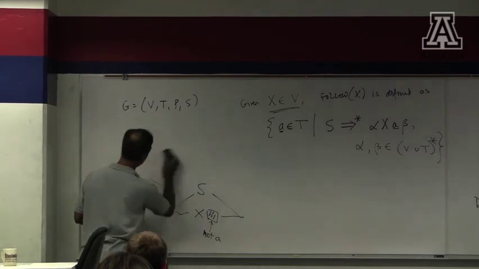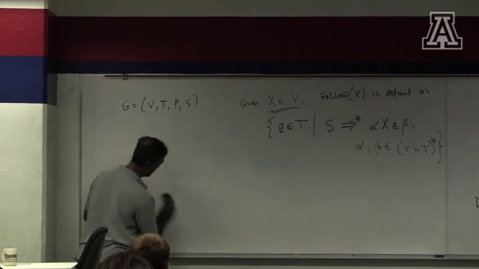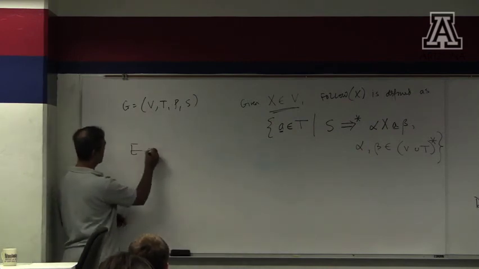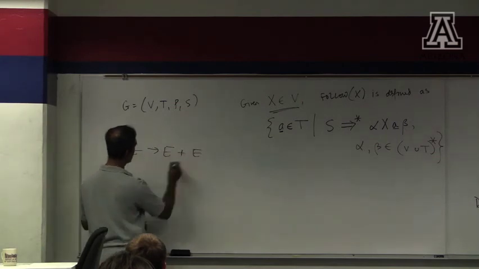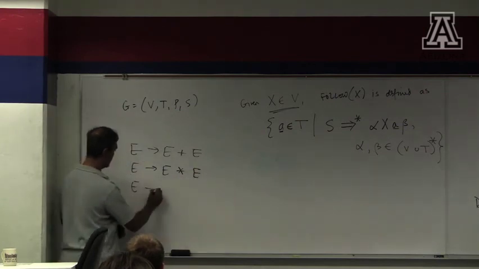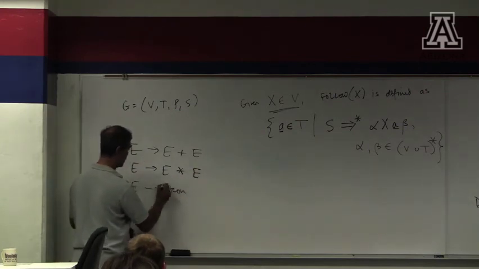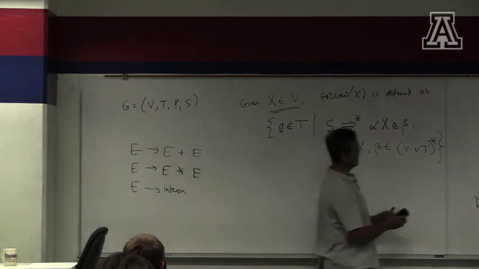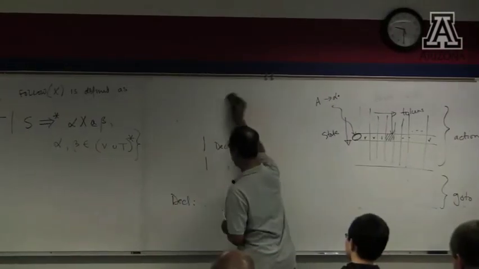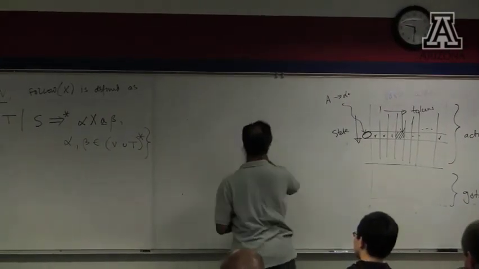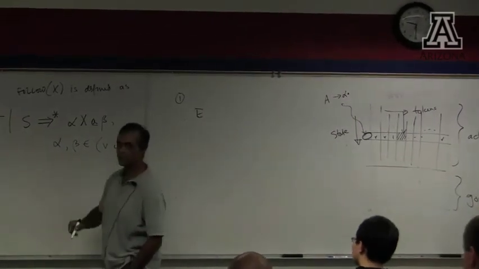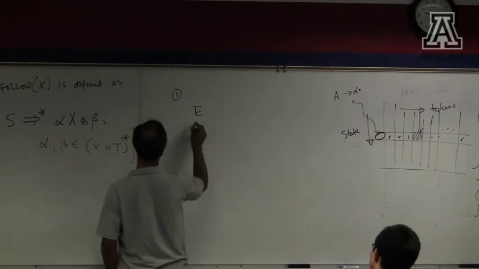So let's think of a specific example. Let's suppose I have a simple grammar of expressions. Okay, so arithmetic expressions: e goes to e plus e, e goes to e times e, and e goes to integer constant. All right. So let's look at the parse trees I get from that. So here's one. This is nice because e is the start symbol, the one variable that I have.